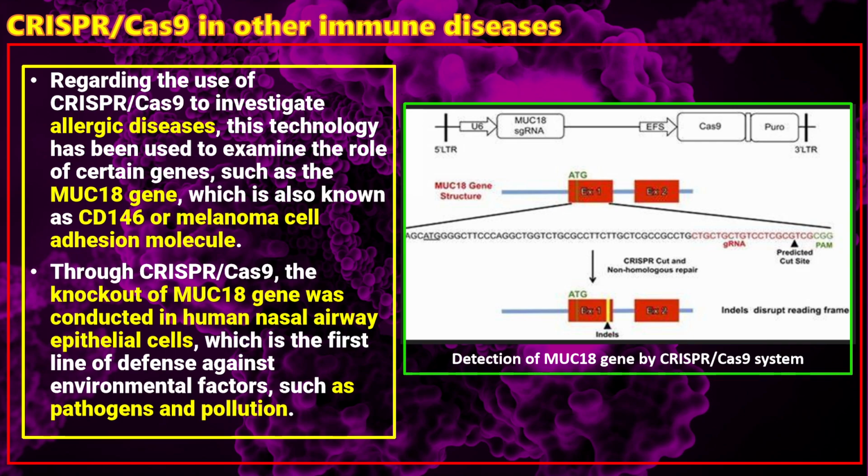For investigating allergic diseases, CRISPR-Cas9 technology has been used to examine certain genes causing allergy, like the MUC18 gene, also known as melanoma cell adhesion molecule. Through this technology, the knockout of the MUC18 gene was conducted in human nasal airway epithelial cells, in the manner shown in the figure on the right-hand side, which are the first line of defense against environmental factors like pathogens and pollutants. And this is how allergy will be reduced or cured.